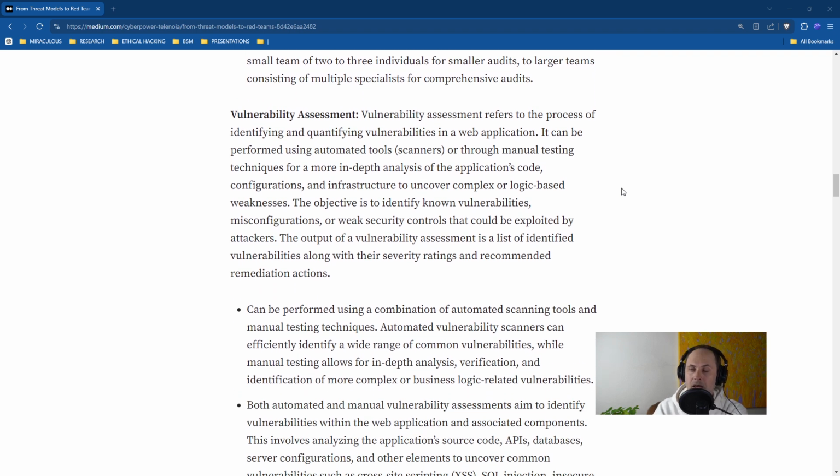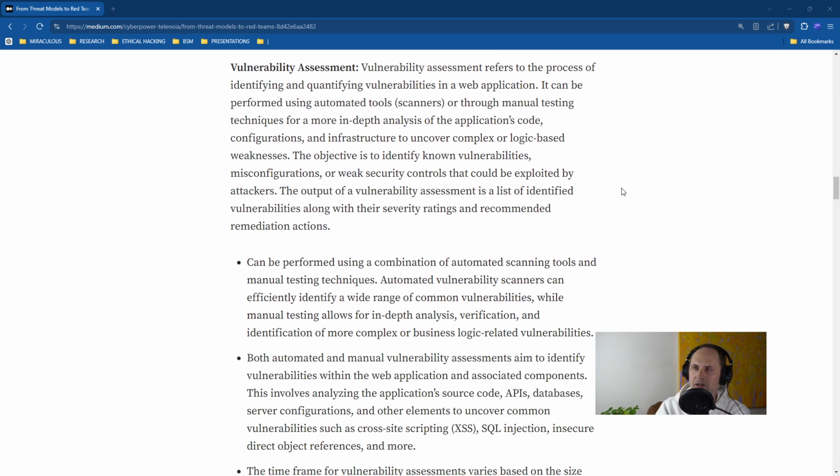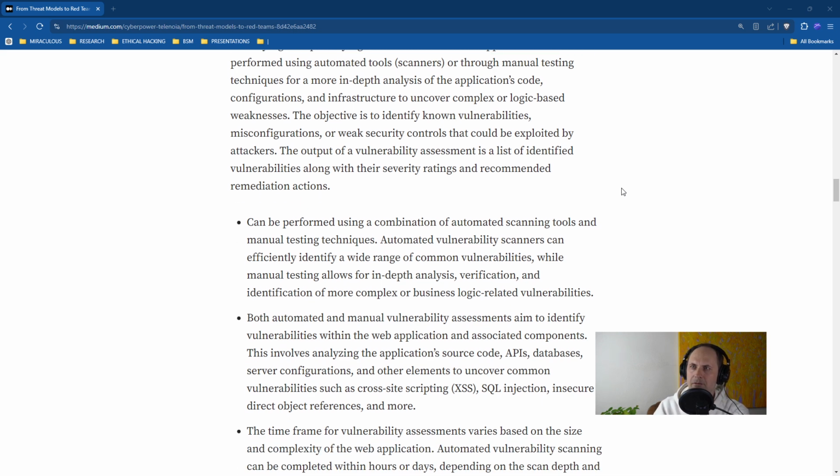Next up, vulnerability assessment. This refers to the process of identifying and quantifying vulnerabilities in a web application. It can be performed using automated tools like scanners or through manual testing techniques for a more in-depth analysis of the application's code, configurations, and infrastructure to uncover complex or logic-based weaknesses. The objective is to identify known vulnerabilities, misconfigurations, or weak security controls that could be exploited by attackers.